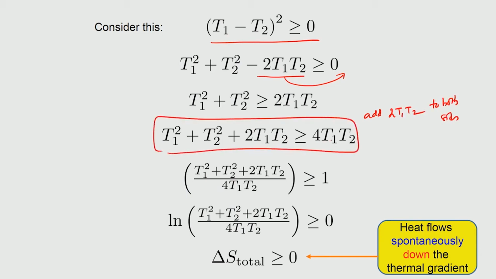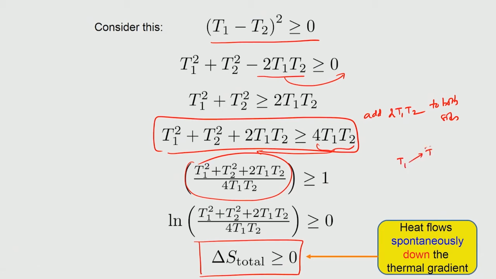Once we write this expression, you take this 4 T1 T2 to the denominator, and then you can write that the entire expression is greater than or equal to 1, which means that the logarithm of that is greater than or equal to 0, which actually means that the entropy change for this entire system is greater than or equal to 0. So, which also means that in the process that T1 went up to T bar, and in the process that T2 went down to T bar, the total entropy change is greater than 0, which implies this is a spontaneous process.